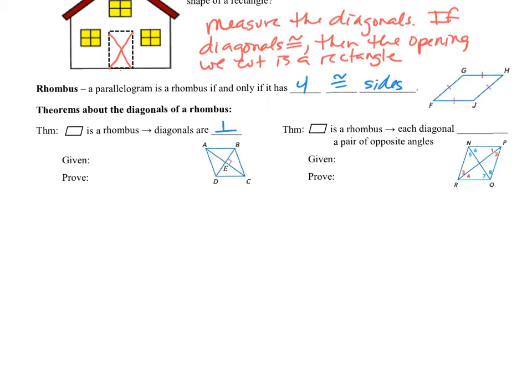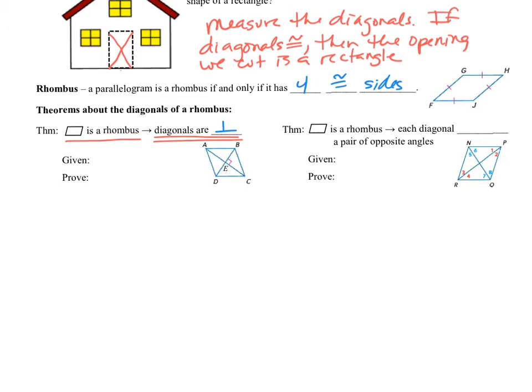All right, so the hypothesis of this theorem is that we have a parallelogram that's a rhombus. And so what we're going to prove is that its diagonals are perpendicular. So let's go ahead and write our given statement in terms of this diagram. So we are assuming that we have a parallelogram that's a rhombus.